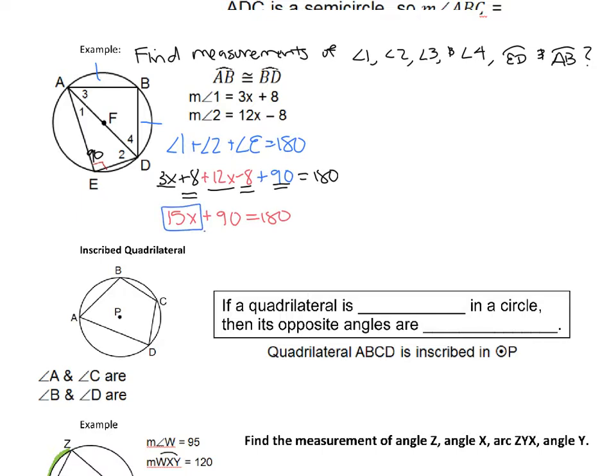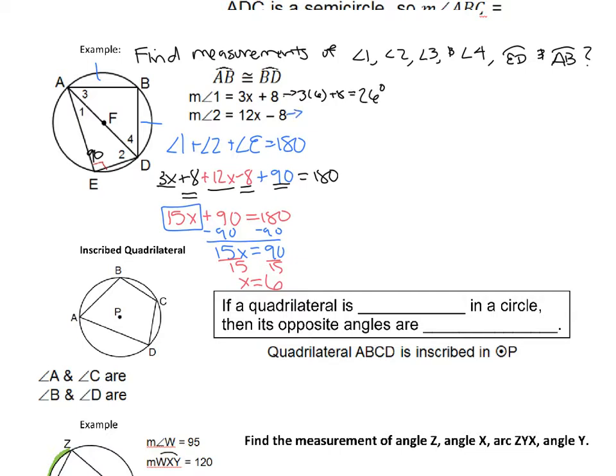All right, we're solving for x, so I'm going to subtract 90 from both sides. We're left with 15x equals 90. And then 90 divided by 15, because that would be our last step here, gives us the value of x to be 6. All right, so now if we plug that in to here, we're given 3 times 6 plus 8. 3 times 6 is 18. 18 plus 8 is 26 degrees.